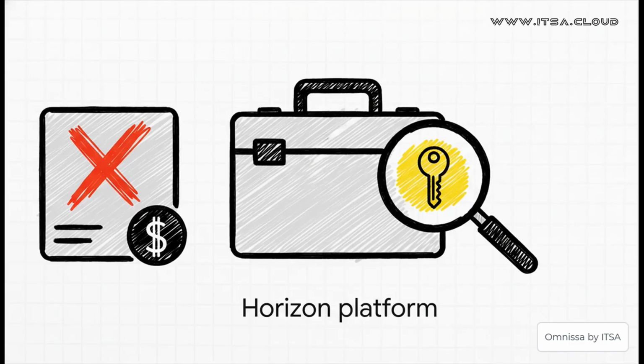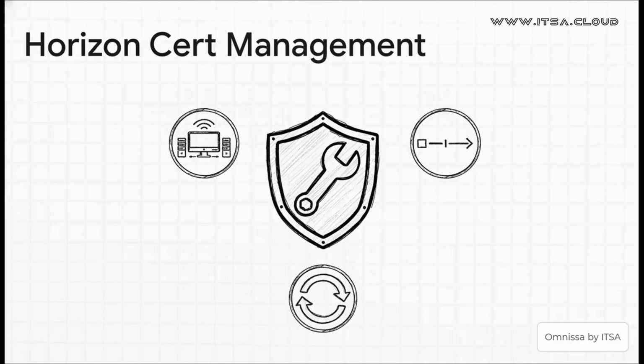But here's the best part. The solution to this recurring problem isn't another line item on your budget. It's not some expensive third-party tool you have to go buy. The fix, it's already built right into the Horizon platform you're probably using every single day. It's called the Omnisa Horizon Certificate Management Tool. And if you're running Horizon version 2012 or anything newer, this powerful feature is already sitting there in your environment, just waiting for you to use it.